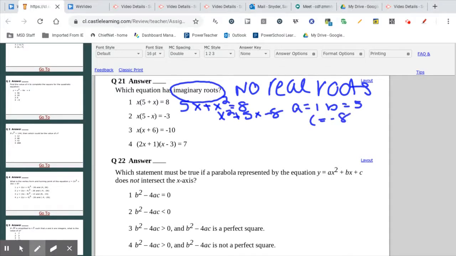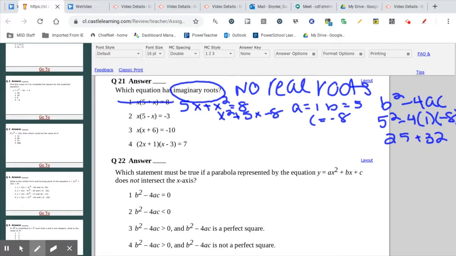If we substitute those into the discriminant formula, which is b squared minus 4ac, we end up with 5 squared minus 4 times 1 times negative 8, which is 25 plus 32, which is going to be a positive number, so number 1 is not correct, or that one's not the one that has imaginary roots.